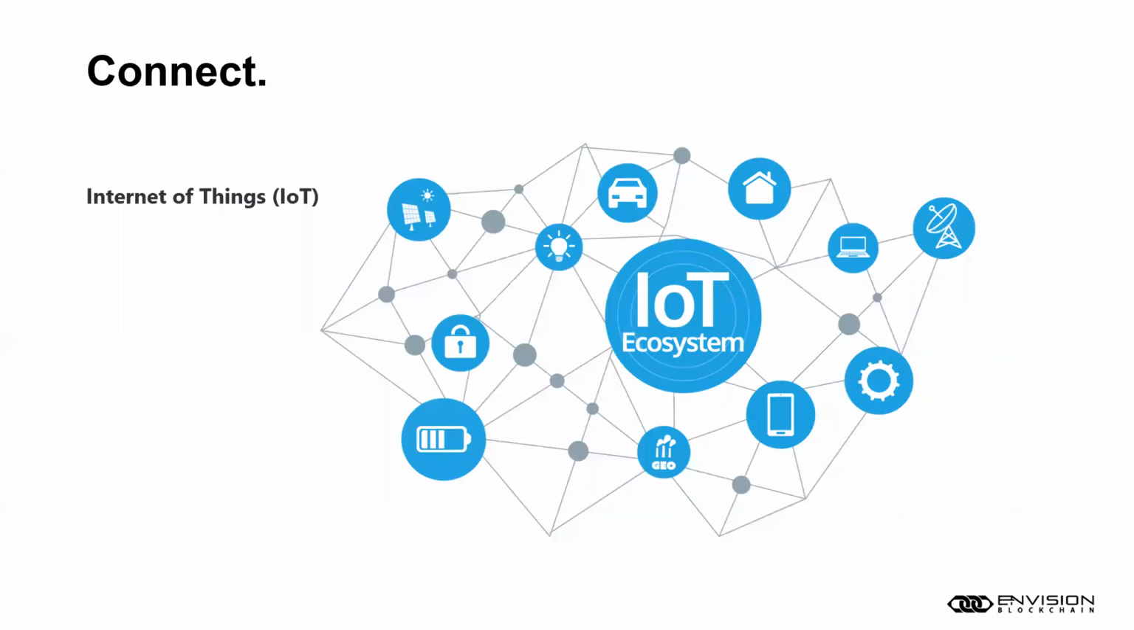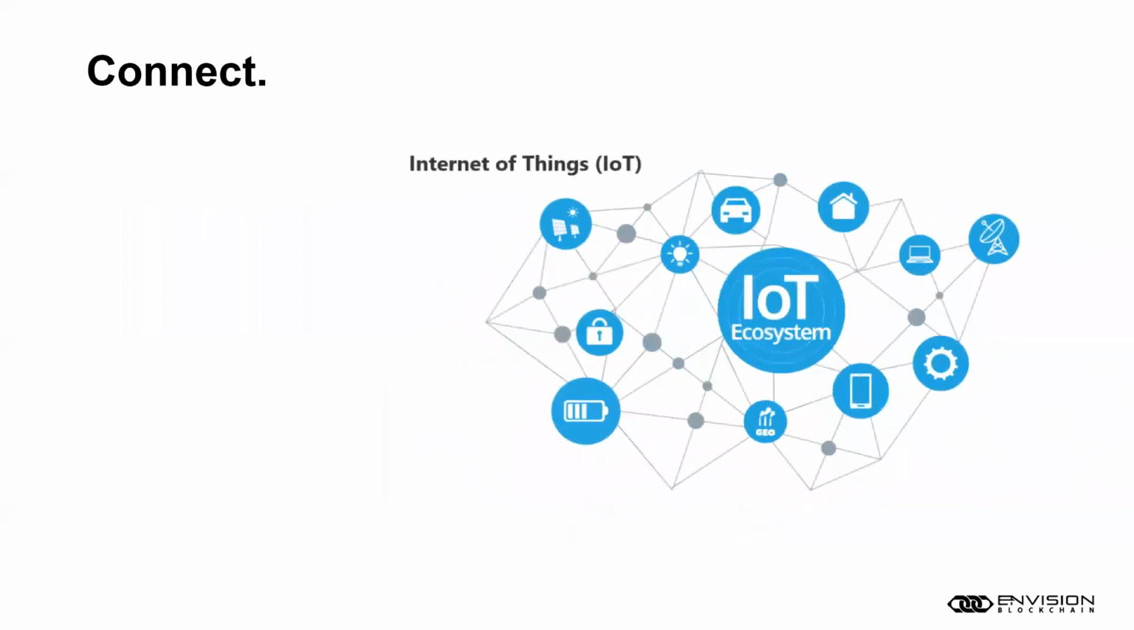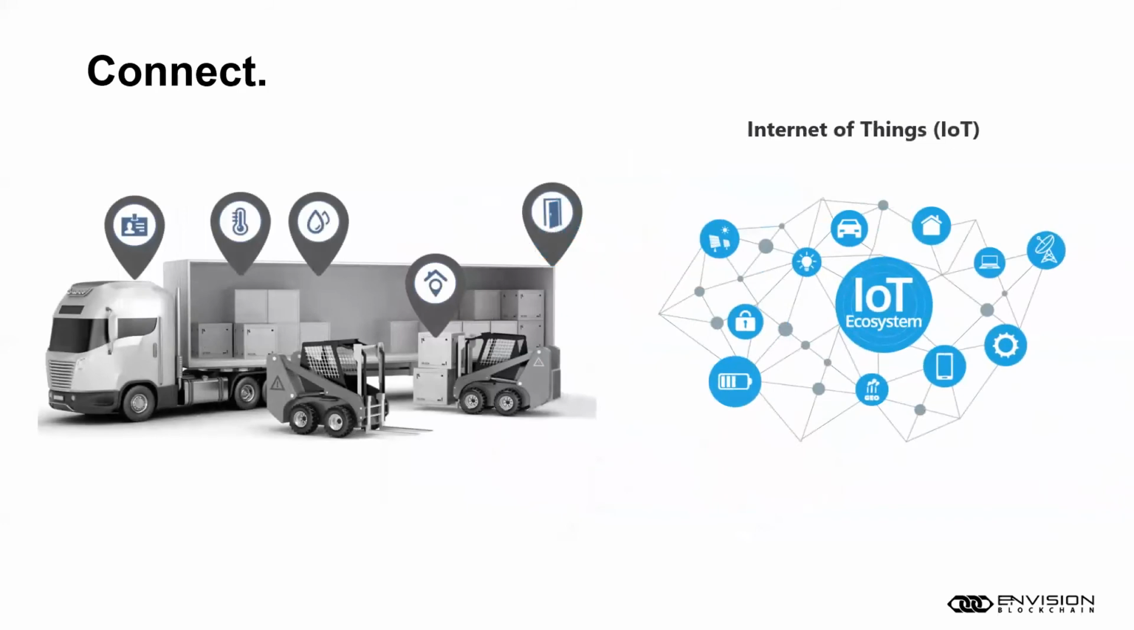And it could track different conditions and make certain triggers happen when certain parameters are met, right? Let me give you an example. Let's say that we have a truck that's transporting these coffee beans that we have been discussing, right? What's interesting is that there are so many different IoT devices that could help out in this scenario.